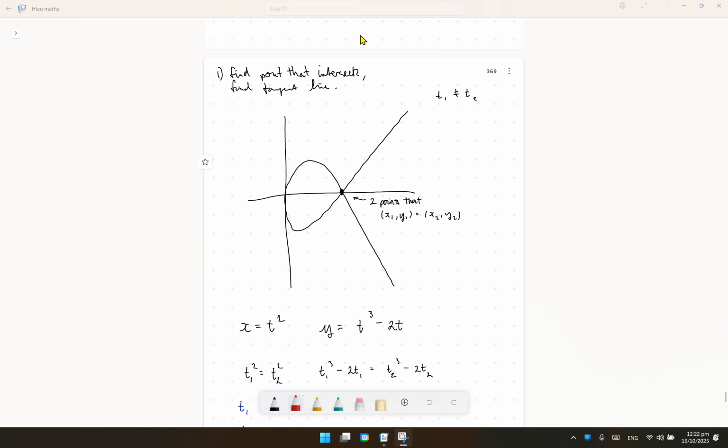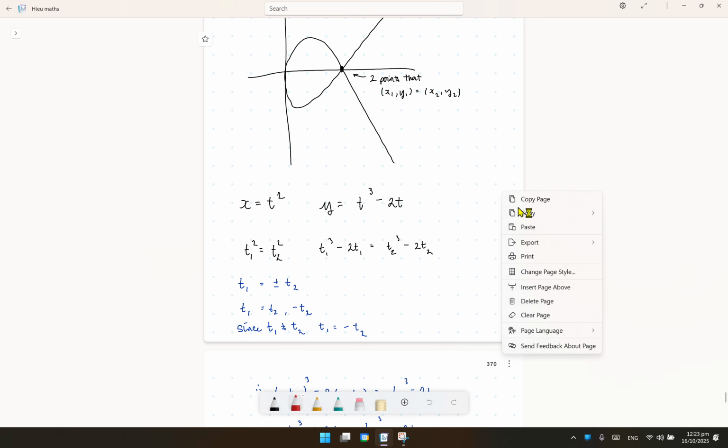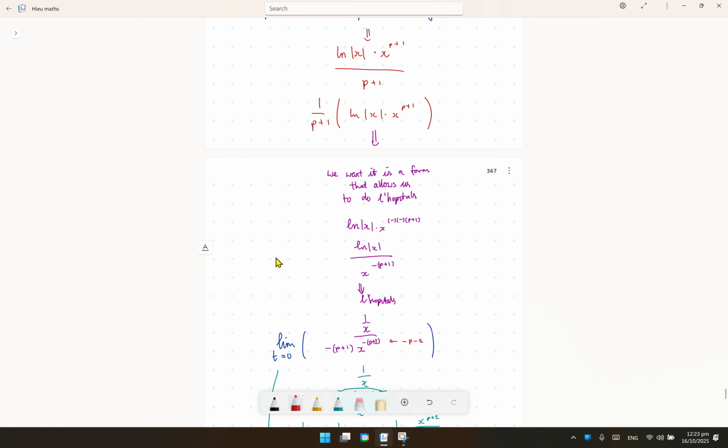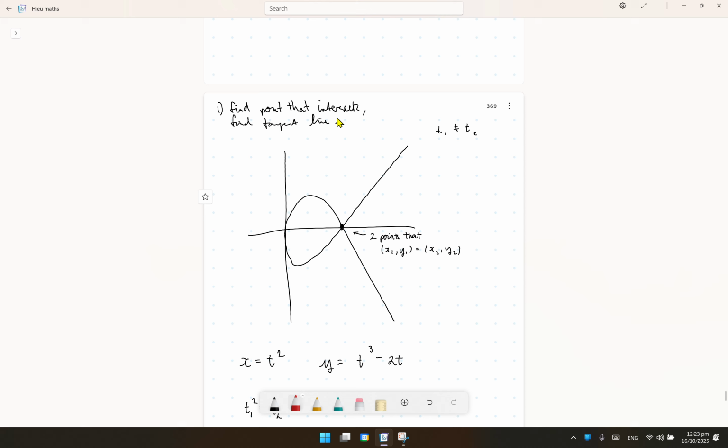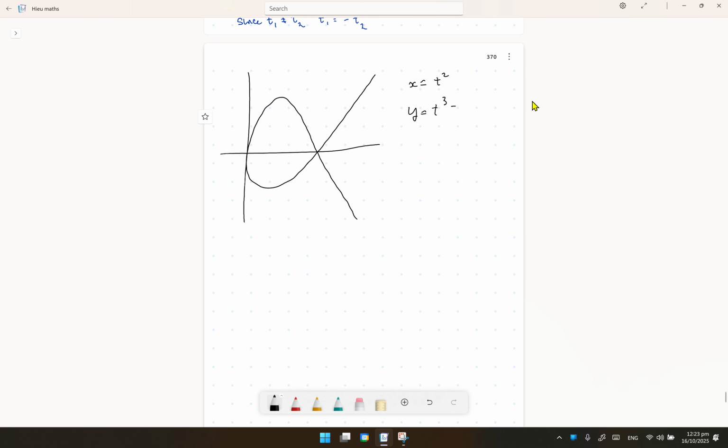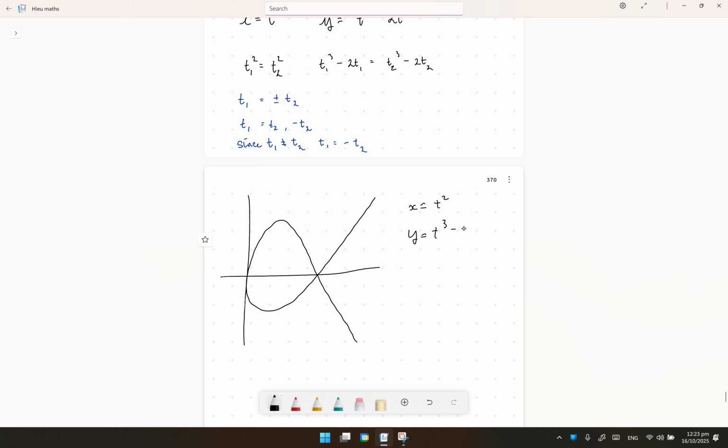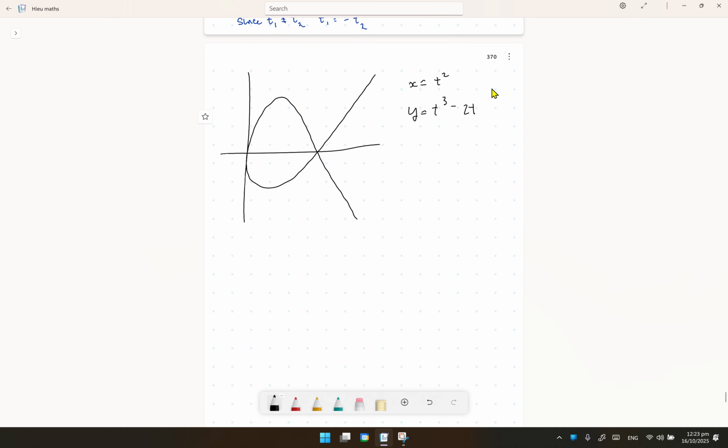Today we're going to be continuing with parametric equations, and we're going to start our episode off with a question. We are given this graph, this parametric curve, which looks kind of like a fish. It is composed of x equals t squared and y equals t cubed minus 2t. The first thing we need to do is find the point of intersection here.